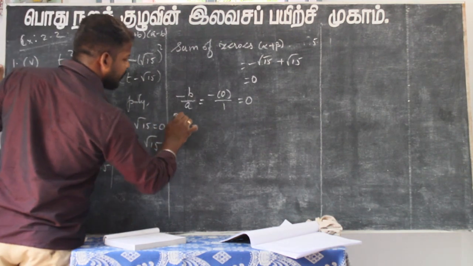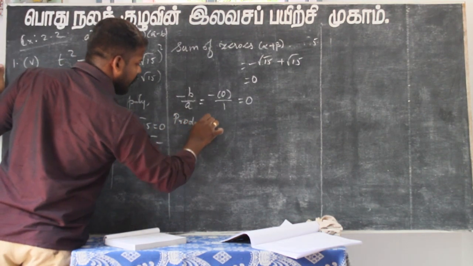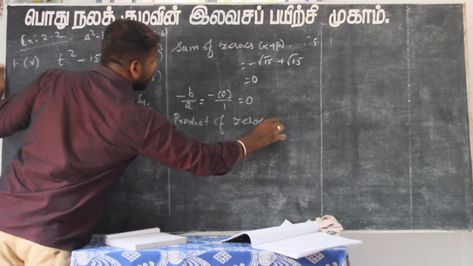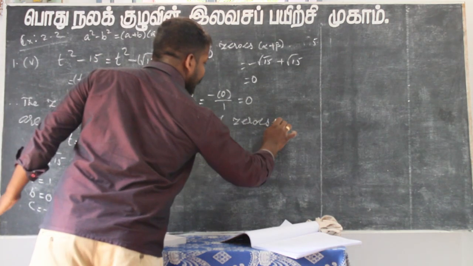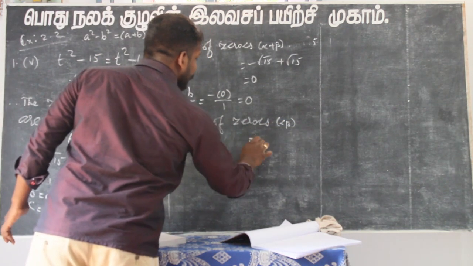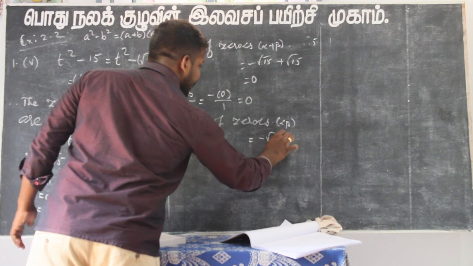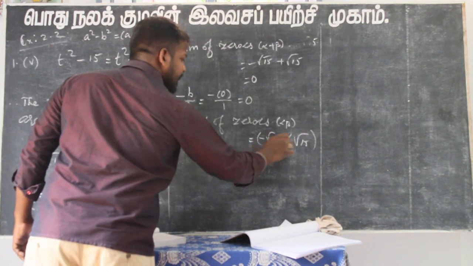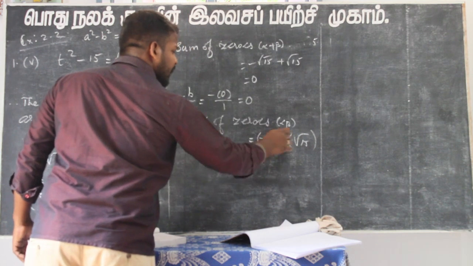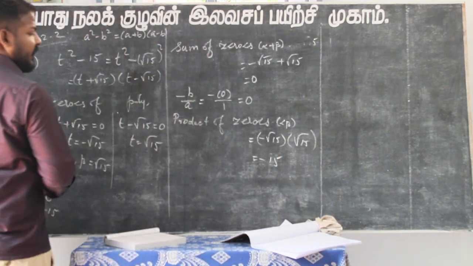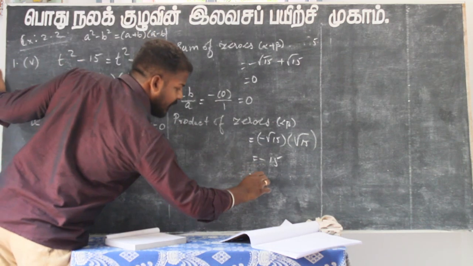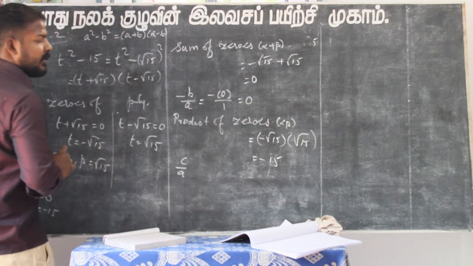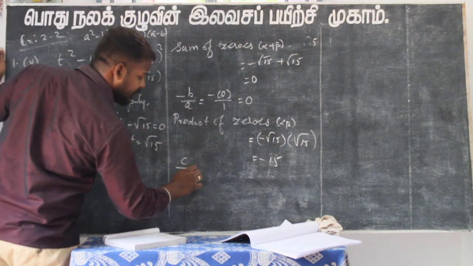Next, product of zeros. What is your product of zeros? That is nothing but alpha into beta. What will we get here? Minus root 15 into plus root 15. If you multiply minus into plus, you will get minus. Root 15 into root 15, you will get 15. So we write it as minus 15. The product of the two zeros is equal to c divided by a.